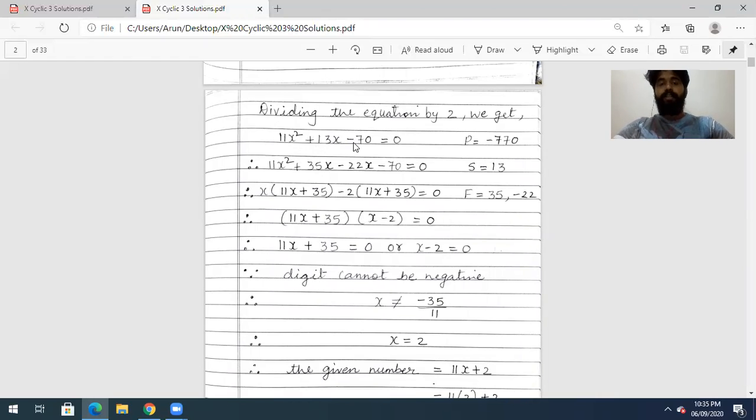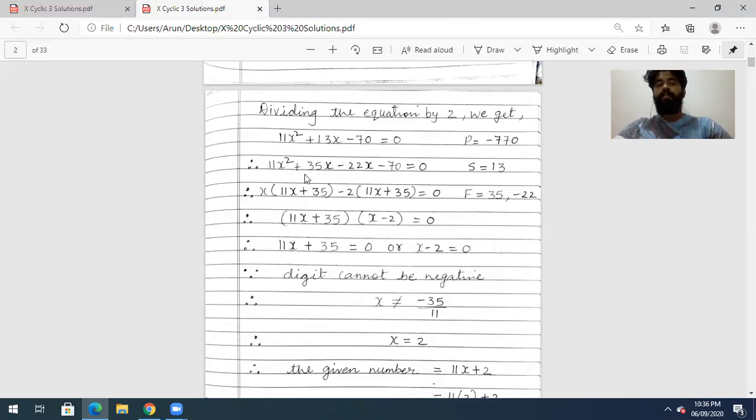We have to solve this using splitting the middle term. So the product of first and third number, 11 into minus 70 is minus 770. The two numbers that we require, their product has to be minus 770. Their sum has to be 13. So on factorizing, you get the factors as 35 and minus 22. So we have 11x square plus 35x minus 22x minus 70 is equal to 0.